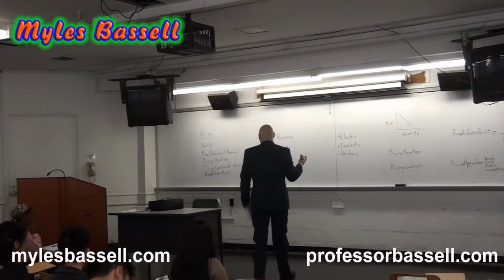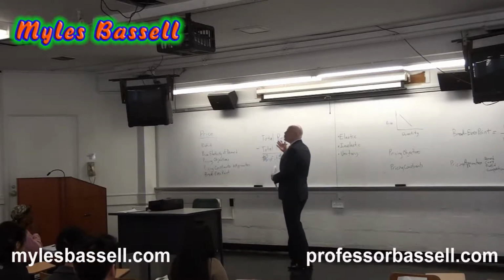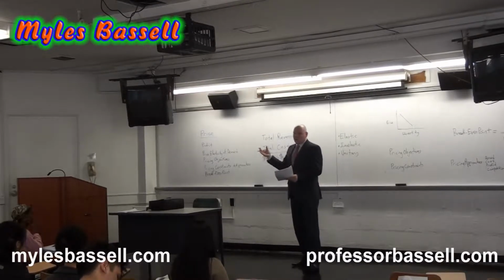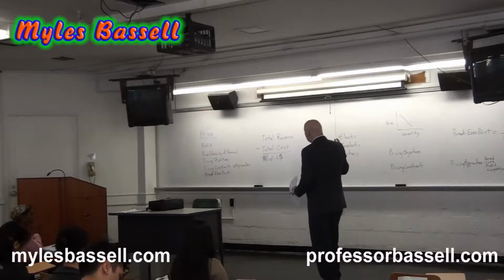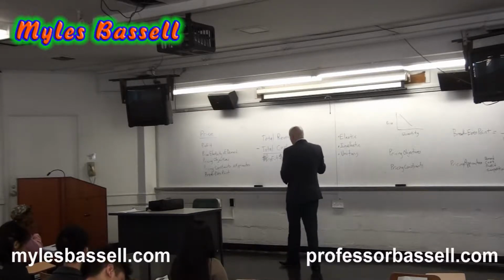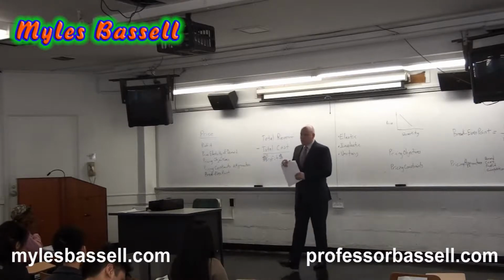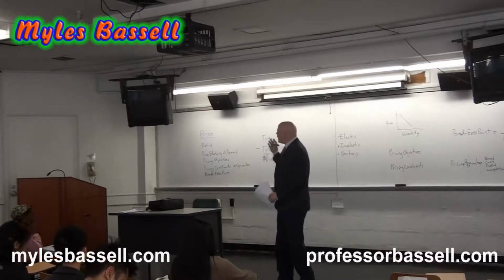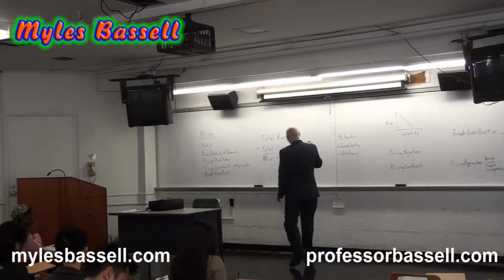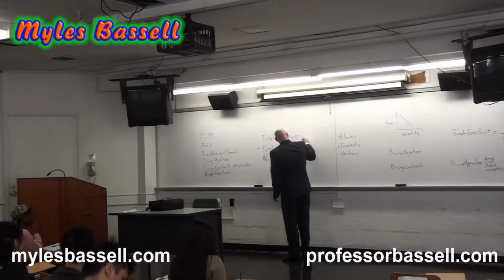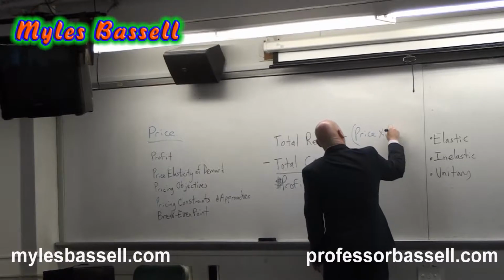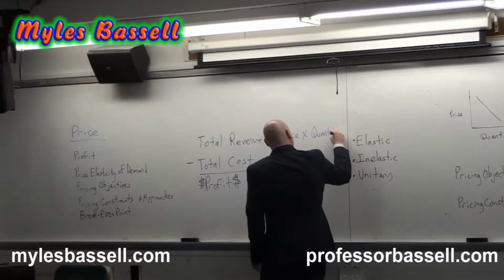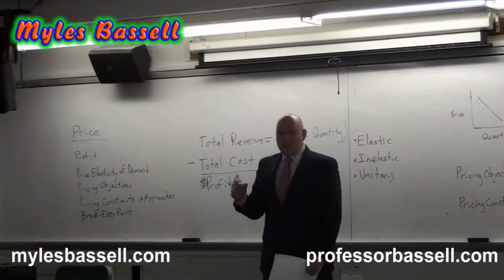So the first thing we need to do is figure out at a given price what our total revenue is going to be. So how much sales are we going to generate at a given price? How are we going to determine that? How do we determine what our total revenue is going to be? Well, in order to calculate our total revenue, what we do is we multiply price by quantity. So does that make sense?